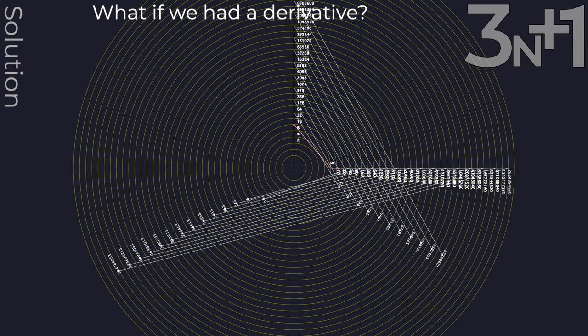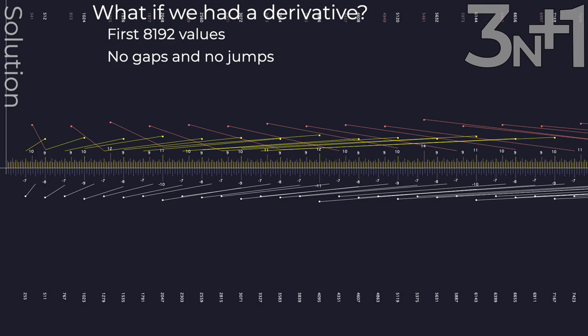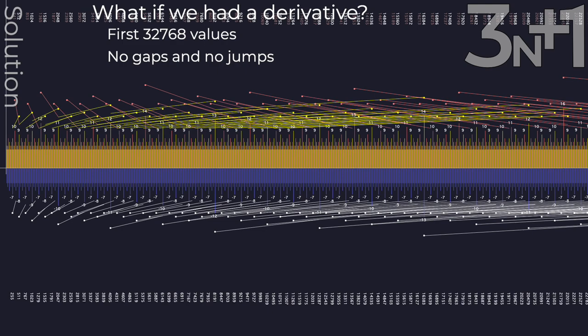The terminal lets us look at only a limited set of numbers. This image shows a plot of the palindrome for the first 8,000 or so numbers. The lines indicate where either 3n plus 1 or division by 2 would map to. The important thing to notice is that the palindrome shows no gap or jump. Same for the first 16,000 values or 32,000 values.